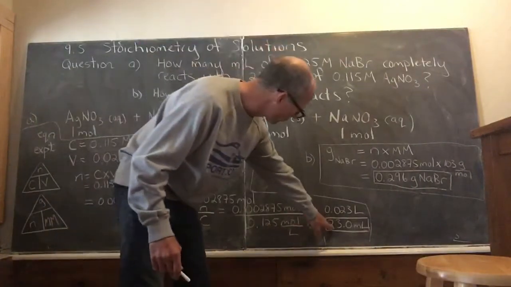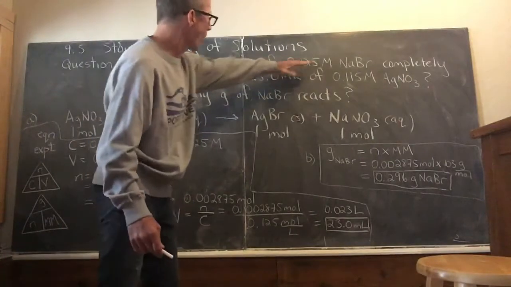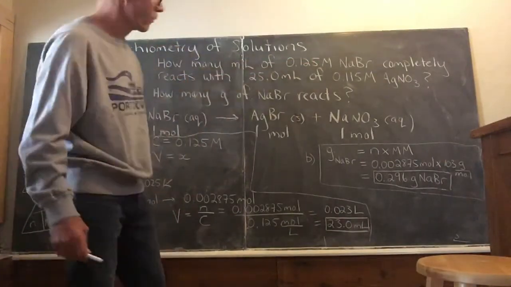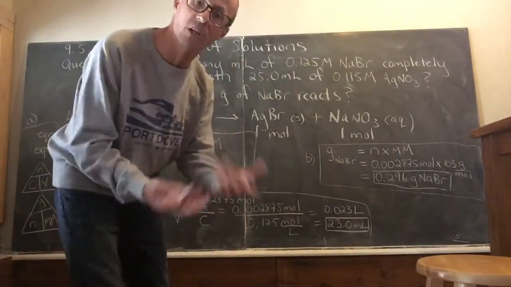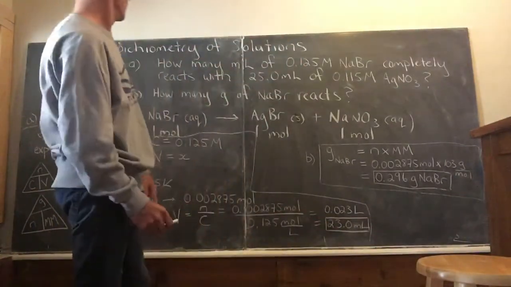Notice we can carry 3 significant digits in our answer because our problem has values that are reported to 3 sig digs, which means the equipment we used was somewhat accurate. That's our answer for A.